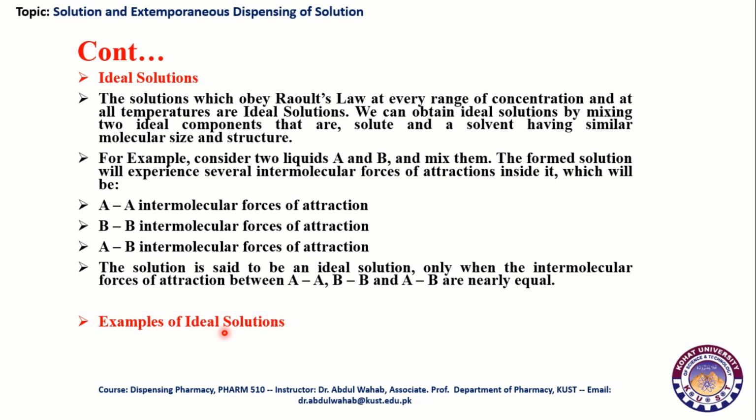Examples of ideal solution: n-hexane and n-heptane. If we mix these two liquids, the formed solution will be an ideal solution. Similarly, bromoethane and chloroethane: by mixing these two liquids, we can obtain an ideal solution.